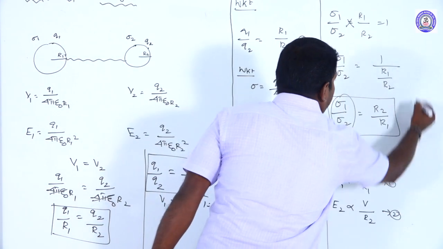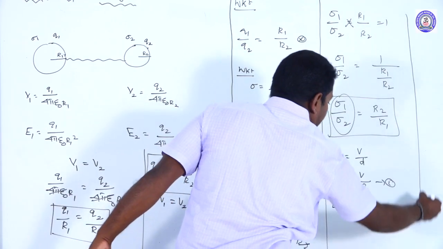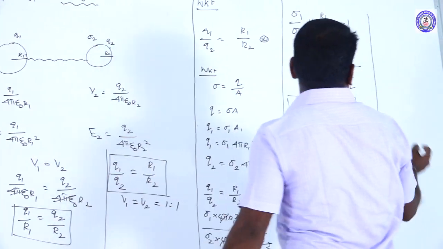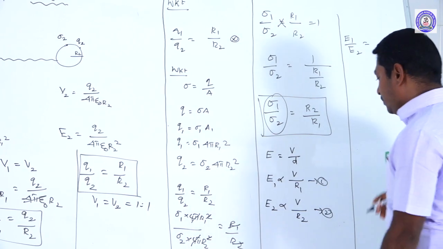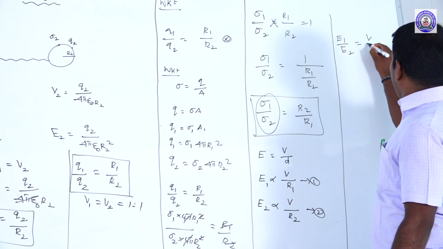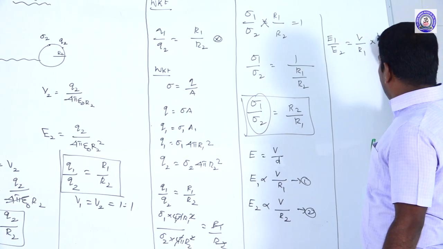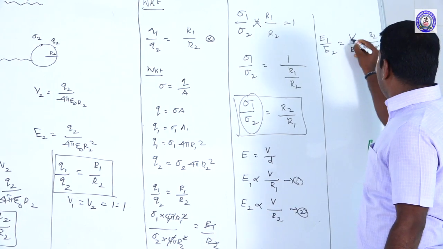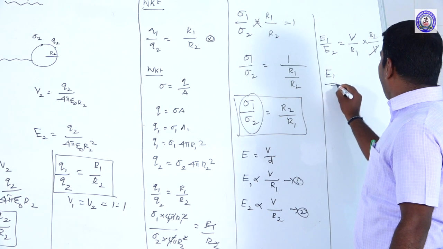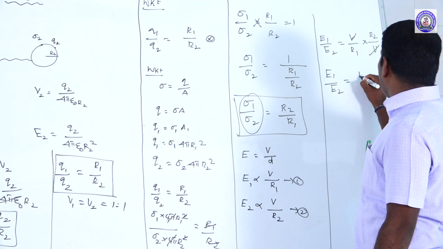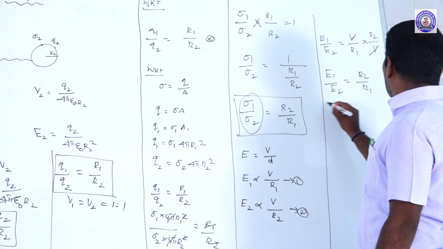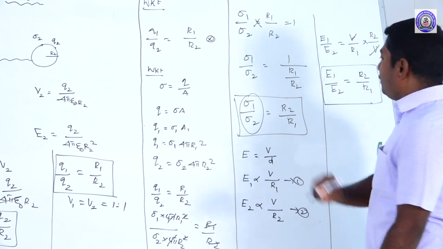So what is the ratio of electric field intensity on the two spherical surfaces? E1 divided by E2 is equal to V divided by R1 into R2 divided by V. V cancels. The ratio of electric field intensity on the surface of the two spherical shells is R2 divided by R1 after redistribution of charges.